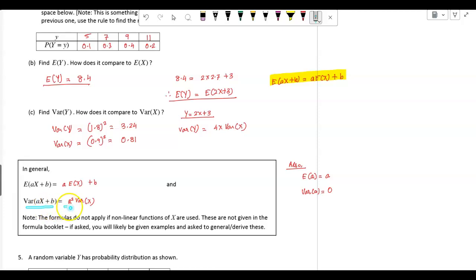Variance of ax plus b is a square variance of x. Correct? The formulas do not apply to non-linear functions of x values. It means it has to be ax plus b, linear. No squares allowed. No cubes. Nothing else. These are not given in the formula booklet.